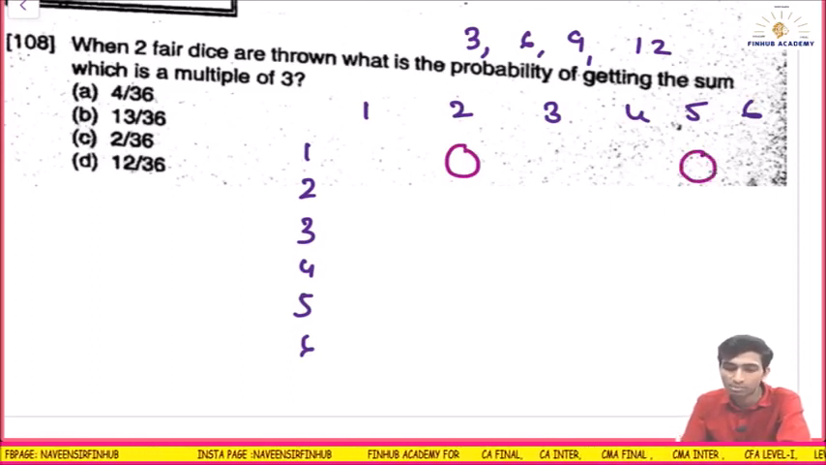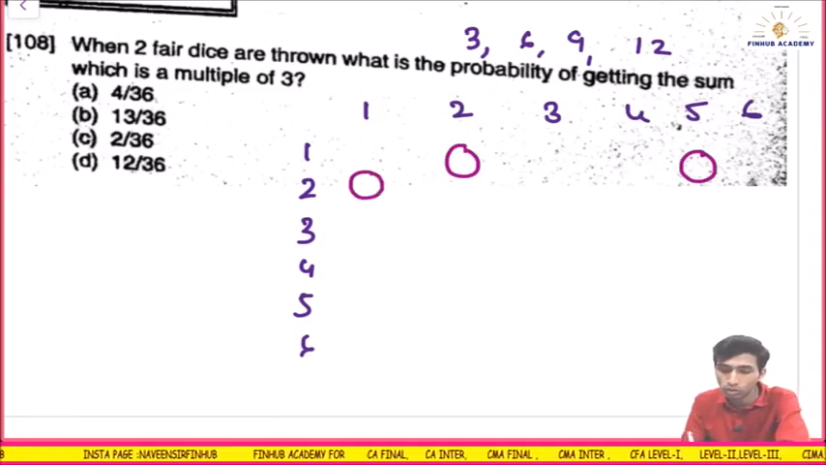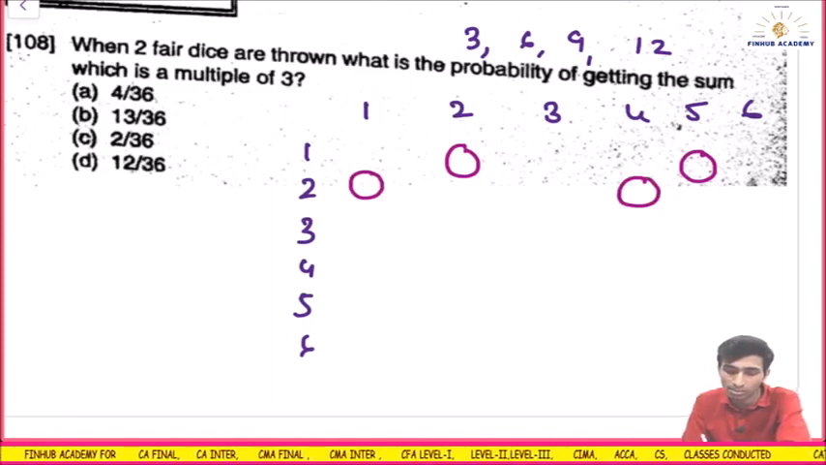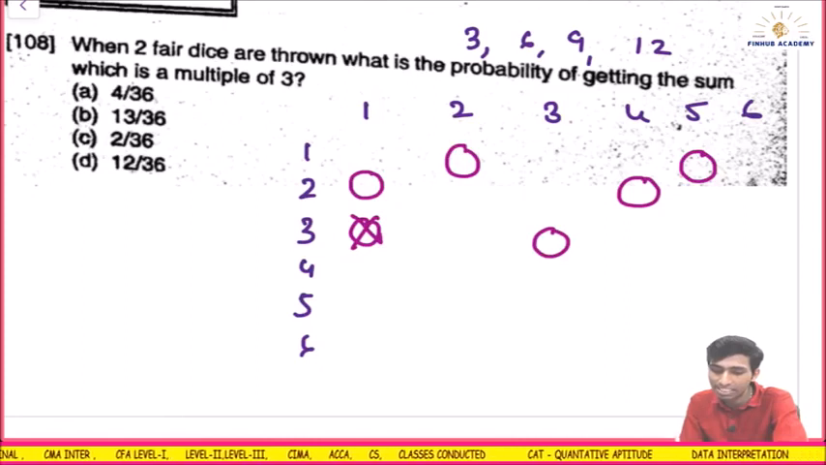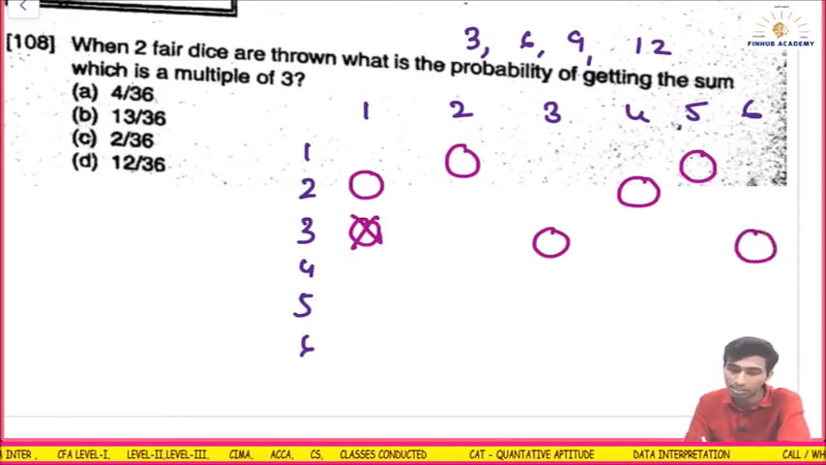6 comma 1 is 7. 2 and 1 is 3. 2 and 2 is 4. 3 plus 2 is 5. 4 plus 2 is 6. So this can come. Understood? 5 comma 2 is 7. 6 and 2 is 8. It will not come. Please understand this. 3 and 1 is 4. This will not come. 3 and 2 is 5. 3 and 3 is what? 6. 4 and 3 is 7. 5 and 3 is 8. 6 and 3 is 9. This also will come. Like this you will have to mark.